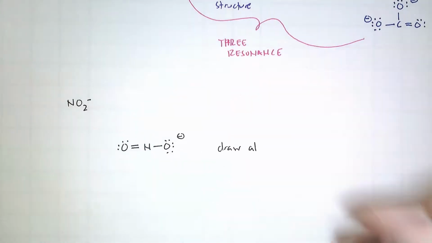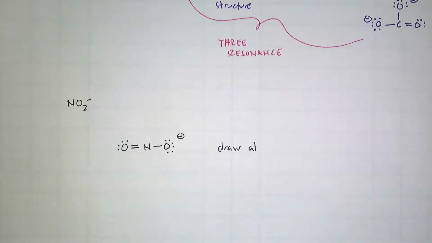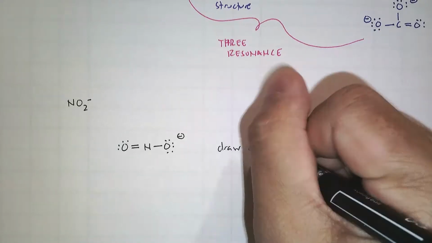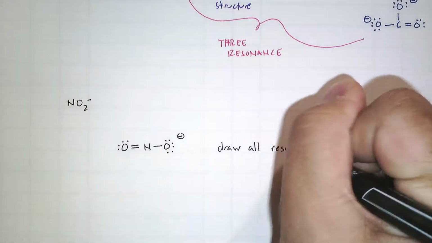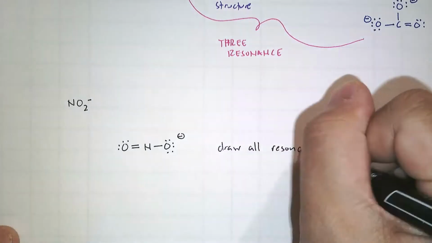Now, it could be just two. For the two examples that we saw, there were three resonance structures. So draw all resonance structures, and this is one of them.